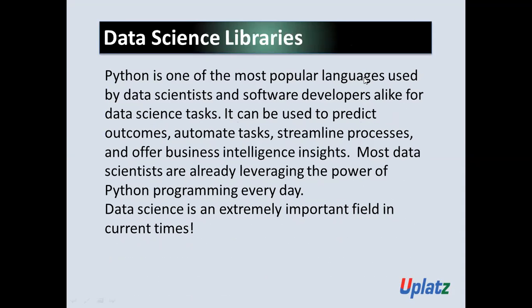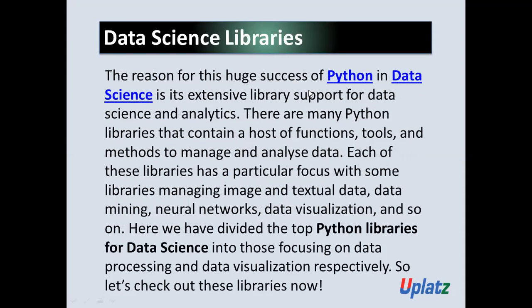Python is one of the most popular languages used by data scientists and software developers alike for data science tasks. It can be used to predict outcomes, automate tasks, streamline processing, and offer business intelligence insights. Most data scientists are already leveraging the power of Python programming every day. The reason for this huge success of Python in data science is its extensive library support for data science and analytics. There are many Python libraries that contain a host of functions, tools, and methods to manage and analyze data.